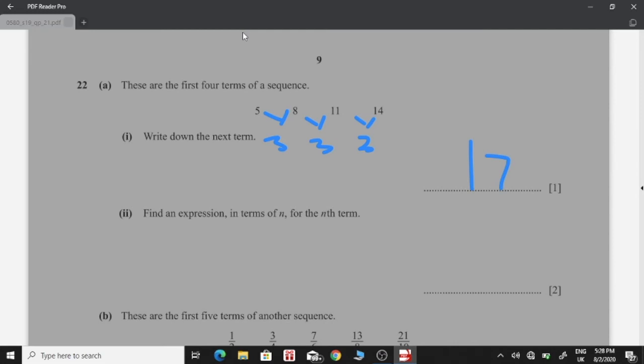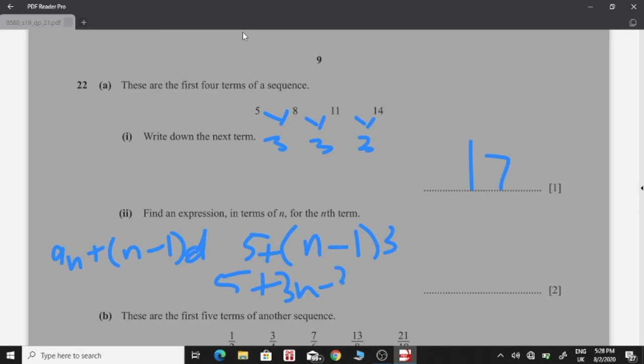Find an expression in terms of n for the nth term. Since this is an arithmetic sequence, that is, we have the same difference, we can use the formula a plus n minus 1 times d. So a, the first number, is 5, plus n minus 1 times the difference, which is 3. So we have it as 5 plus 3n minus 3. So we have our formula as 3n plus 2.